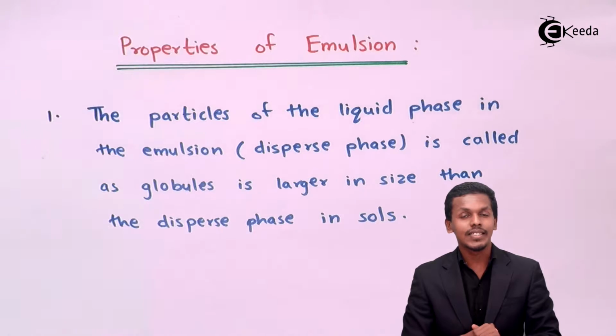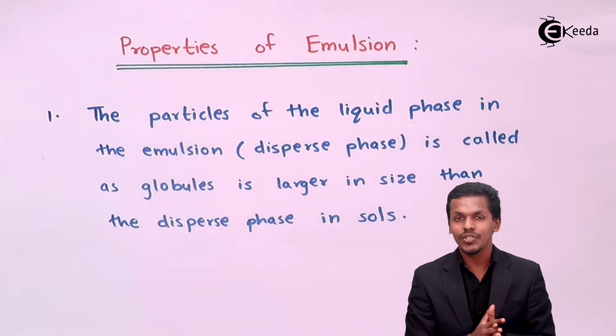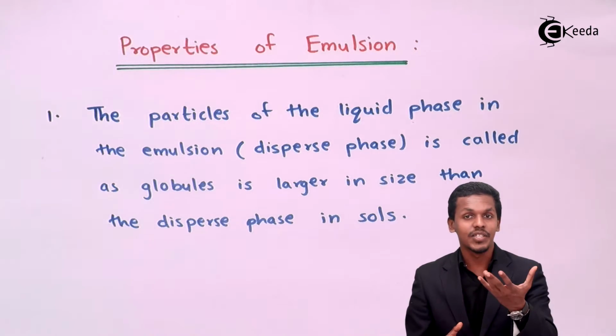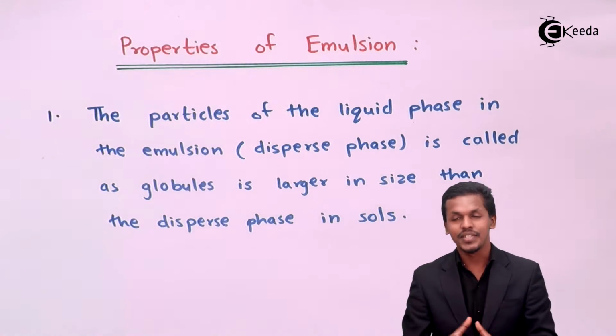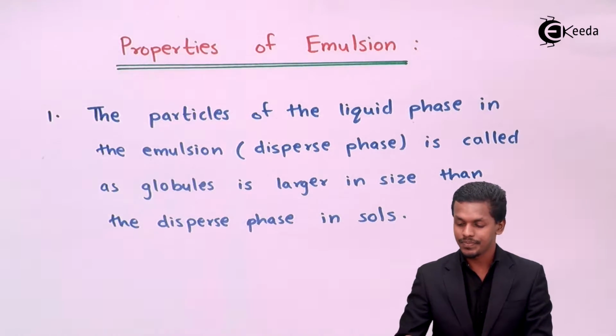Here we have got to know that the particle size of the dispersed phase in the emulsion is larger compared to the particles of the dispersed phase present in the sol. So this is the first point that we have talked about, and now let us move on to the next point.